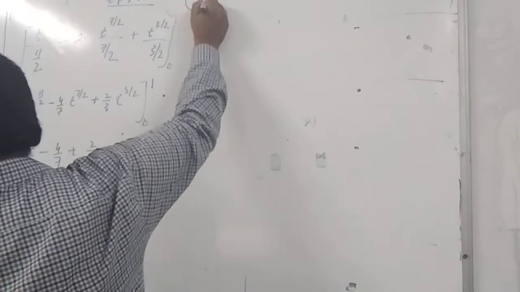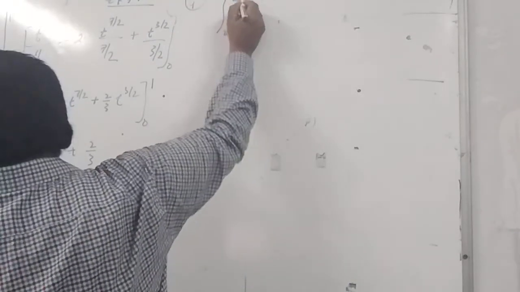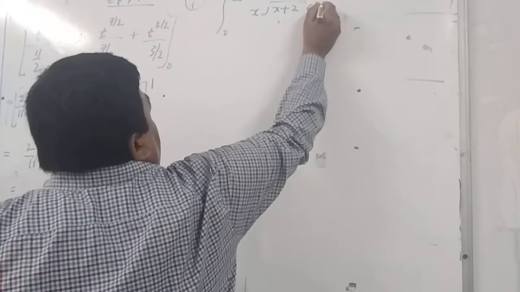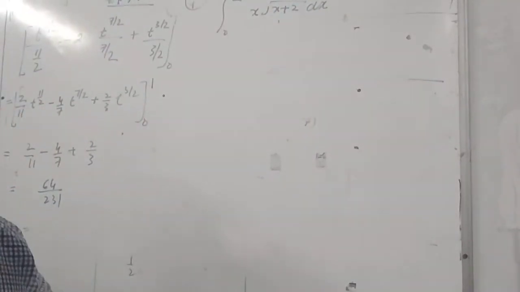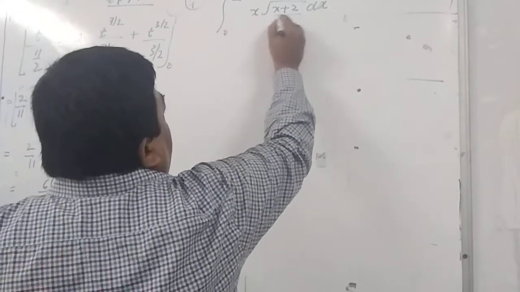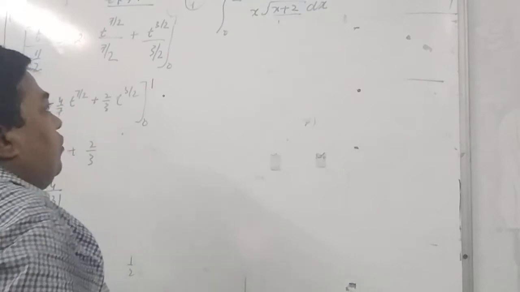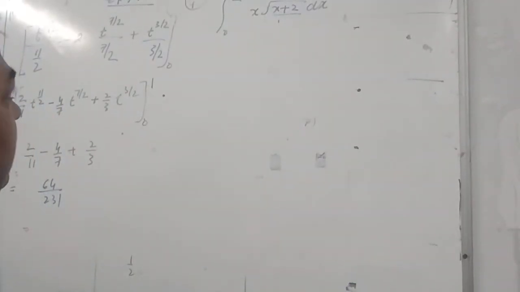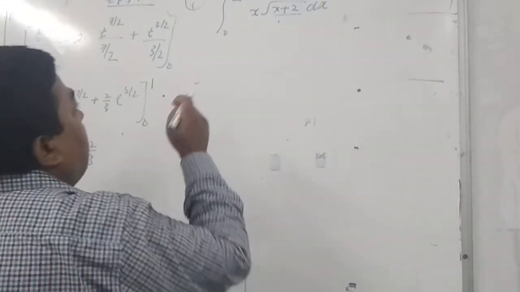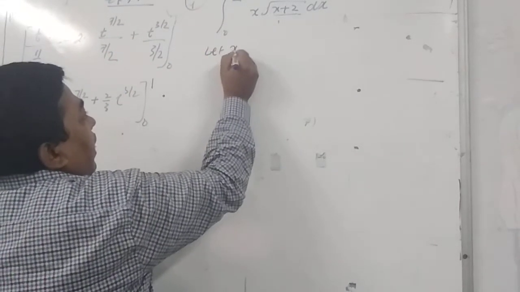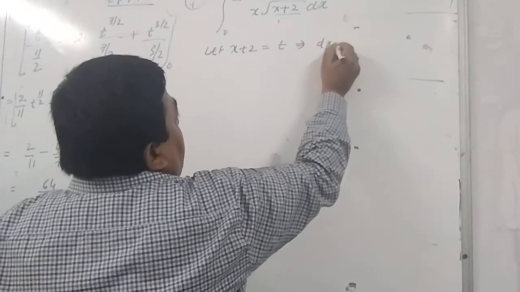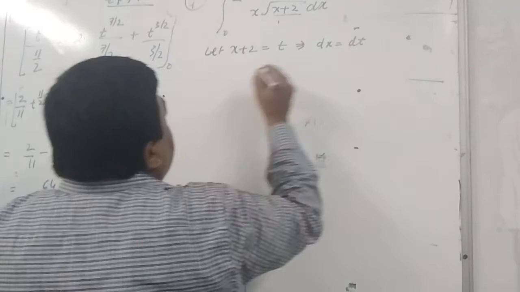Question number 4: integral from 0 to 2 of x plus 2 under root, dx. The problem is that this binomial part x plus 2 is under a square root, which is technically a calculation problem. So here we will let x plus 2 be equal to t. So dx becomes dt; basically there is no change here.